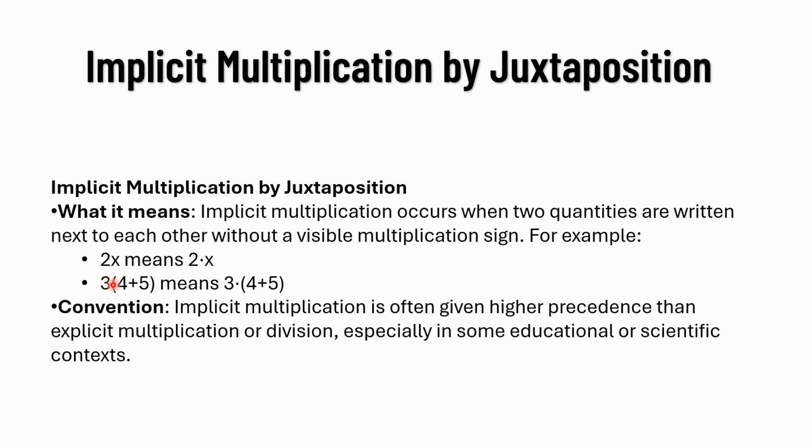3 outside of these parentheses, you have 4 plus 5 inside of parentheses. This represents the same thing as 3 times the quantity 4 plus 5, or it's basically the same thing as 3 times 9 if you add up everything inside of the parentheses. Now, the way the convention of implicit multiplication has worked is that implicit multiplication is often given higher precedence than explicit multiplication or division, especially in some educational or scientific contexts.